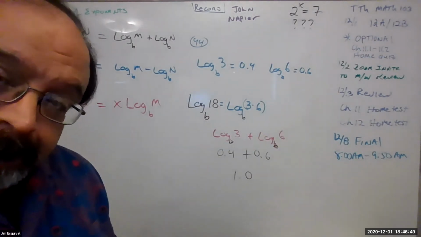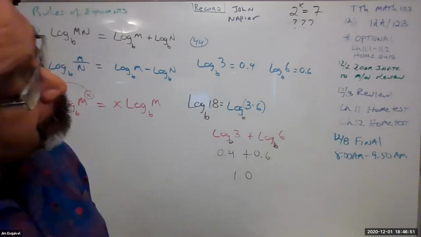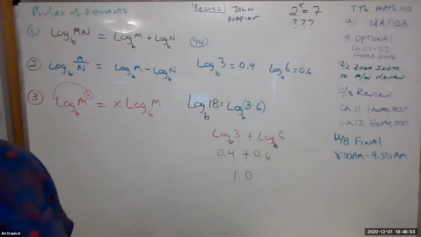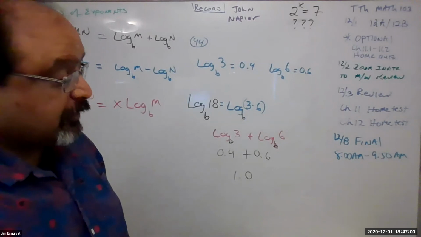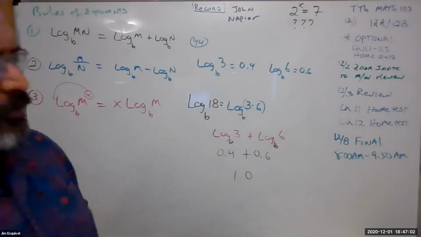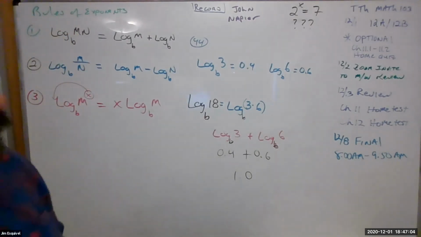Okay. 11 and 12 are home tests. You'll have from 10:45 until 11:59 that night. Like I said, chapter 11 is 6 problems, and chapter 12 is going to be no more than 14 problems.